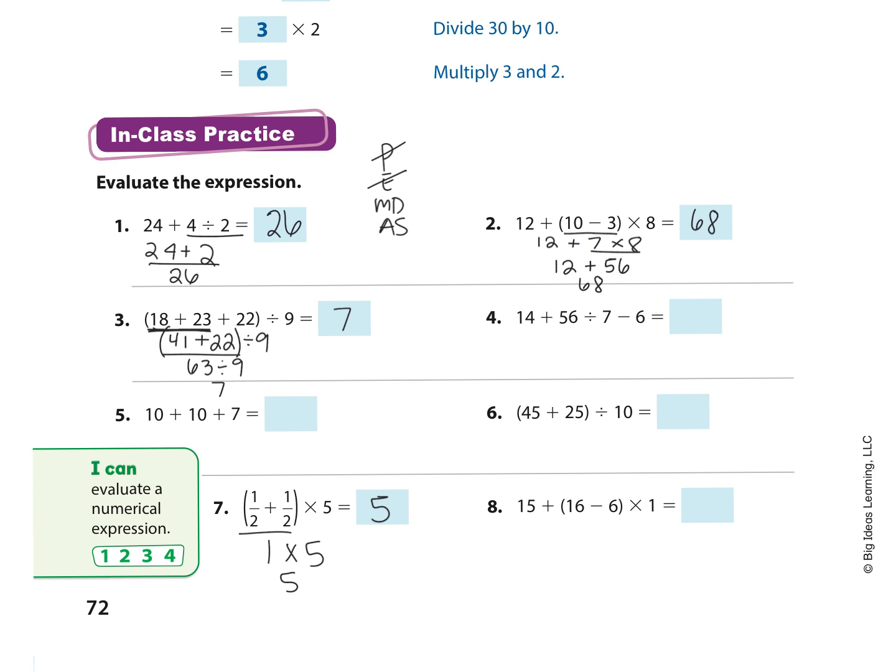Okay, so yes, we were missing some pizzas. So on number 4, if I'm looking at this one, what do I do first? Do I add, divide, or subtract? Divide. So I'm underlining, and if you didn't do this, do it right now.